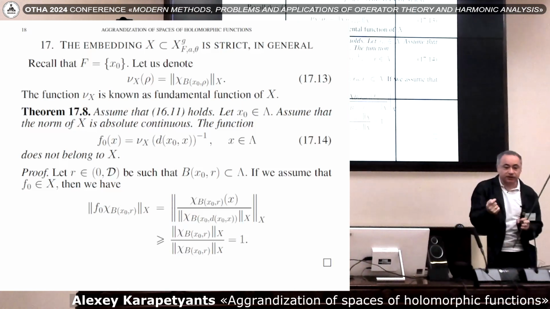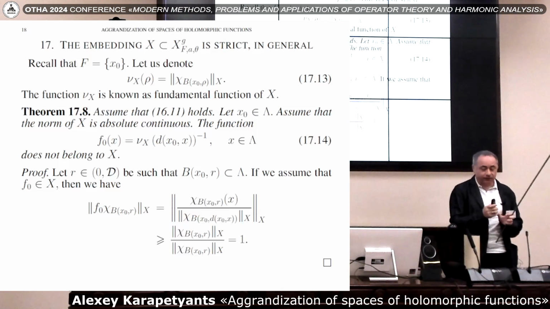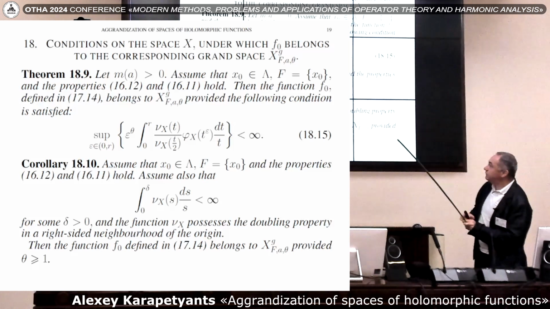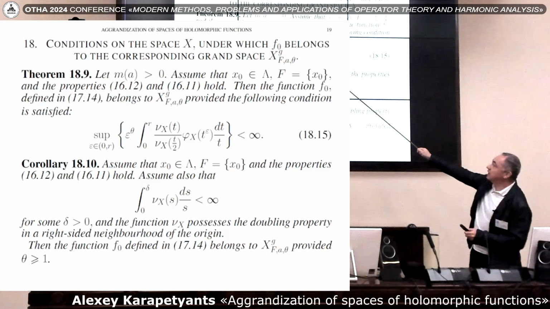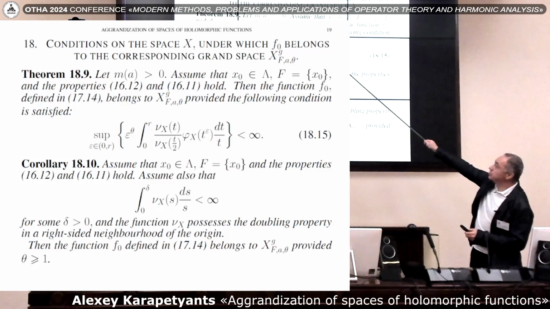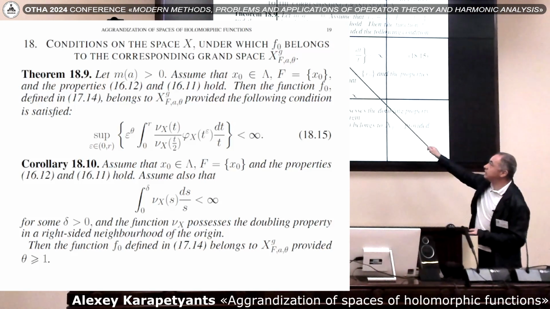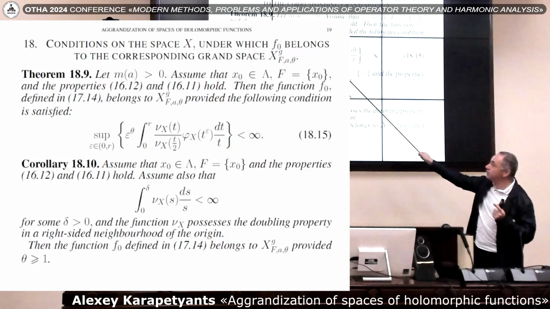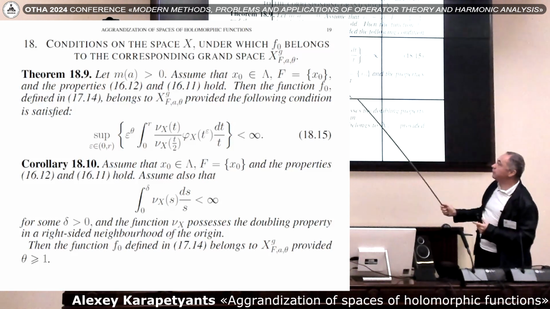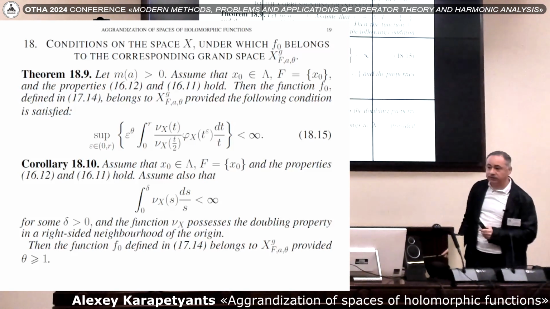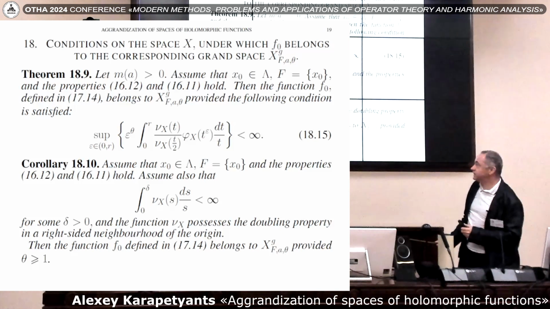Now we have to prove that this function belongs to our aggrandized space. And we do this under these conditions. So here we have the previously defined functions, nu and function phi from our assumption. Under this condition, our function belongs to the aggrandized space. So this is an example.